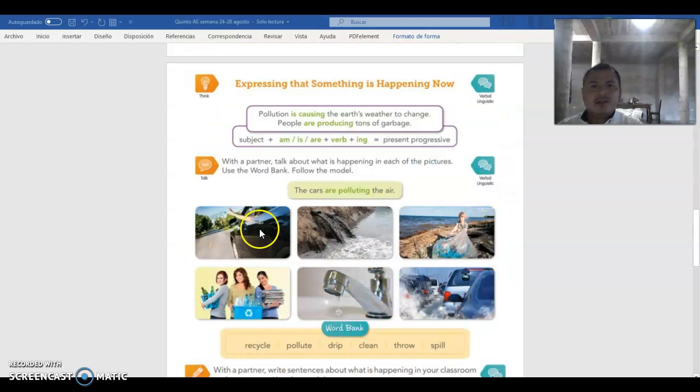Okay, so we're going to go on expressing that something is happening now. We're going to learn a little bit about present progressive tense.